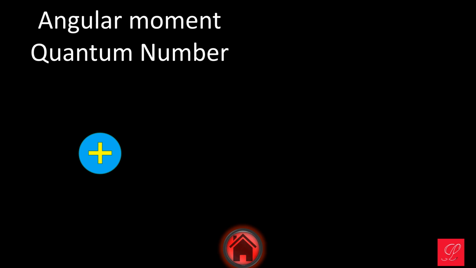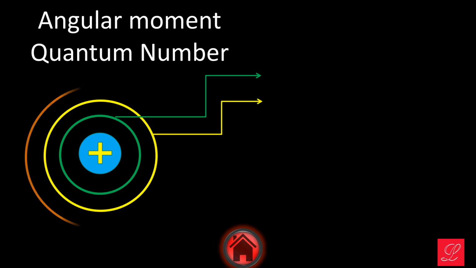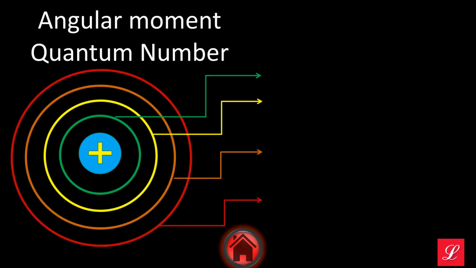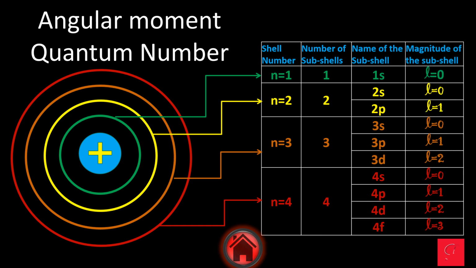Coming to the angular momentum quantum number, see how these values have been given. For this first one, there are 4 shells we saw. Now, let's see how these values have been calculated. This is the shell number n equal to 1. How many subshells are there? 1. What is the name of the subshell then? 1s. What is the value of it? L equal to 0. That's all.